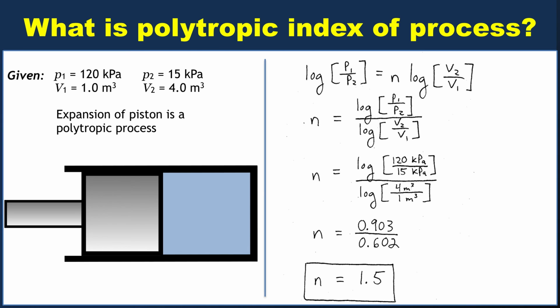meaning that now that we've solved that, we know as long as we're executing the same process, that p times v to the 1.5 power will always be the same constant for that process. Now for a different process, n can have different values, and clearly it doesn't need to be an integer, but for this particular process, n = 1.5.